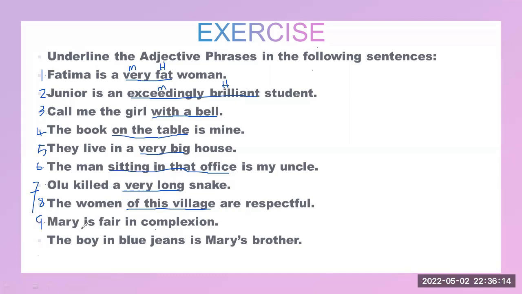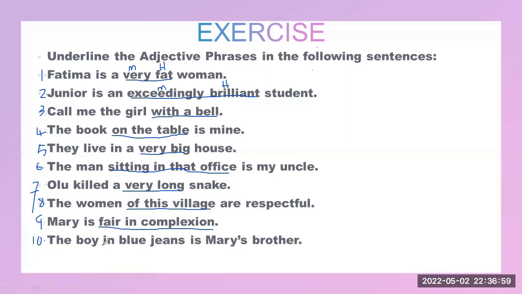Number 9, Mary is fair in complexion. The adjective phrase here is fair in complexion. Here we have a group of words: an adjective followed by a preposition, a prepositional phrase. Fair is an adjective, in complexion is a prepositional phrase. We earlier met it in pure in heart or poor in spirit, fair in complexion. Number 10, the last but not the least: the boy in blue jeans is Mary's brother.